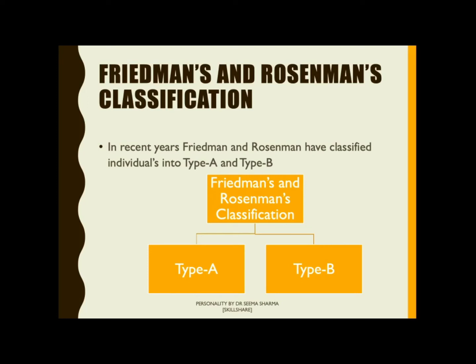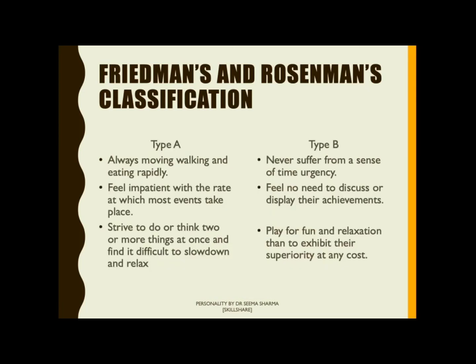Friedman's and Rosenman's classification. In recent years, Friedman and Rosenman have classified individuals into two types, type A and type B. Let us see the features of type A and type B. Type A: always moving, walking, and eating rapidly. Whereas type B: they never suffer from a sense of time urgency.